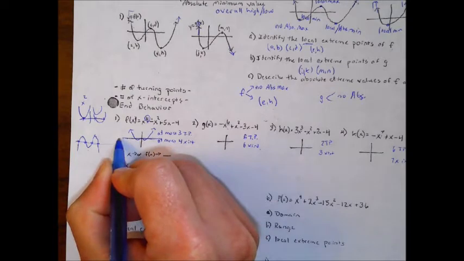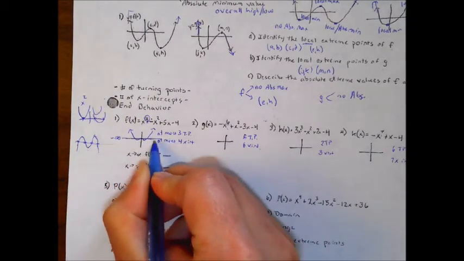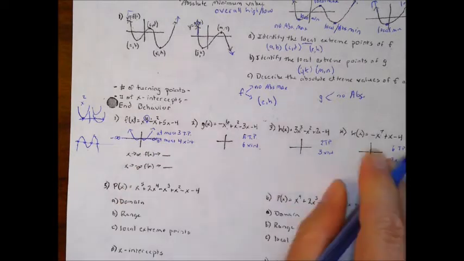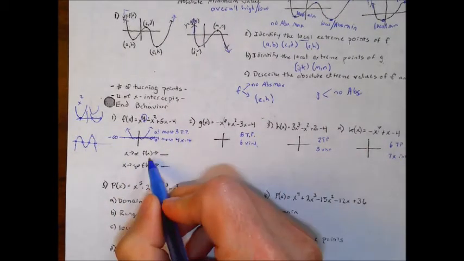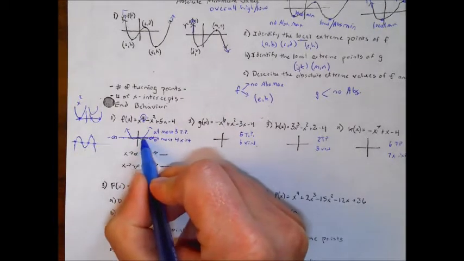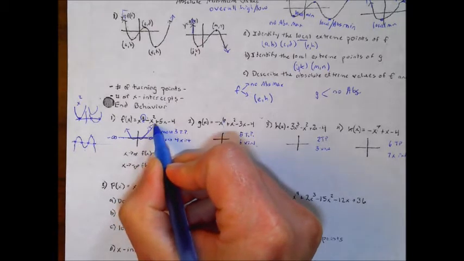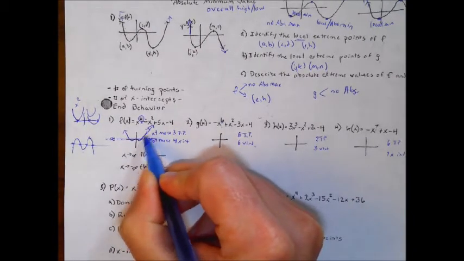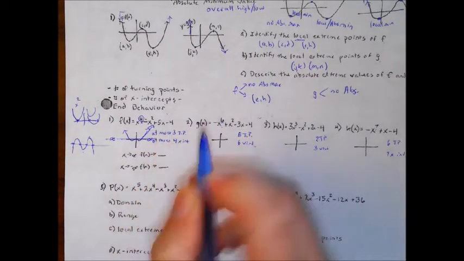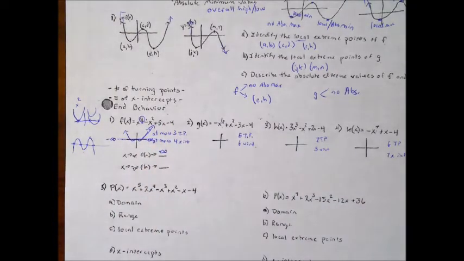So what's happening to my y's, my outputs? As x goes to positive infinity in this direction, my y's are getting bigger and bigger and bigger, and they're heading all the way up through infinity. And as I go to negative infinity on my x, as I go left, my graph is going up, once again, to positive infinity.